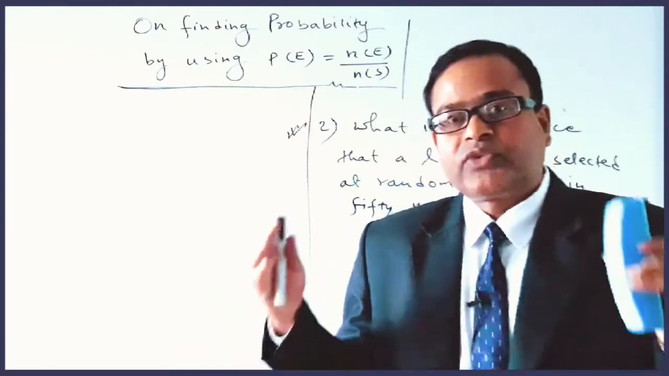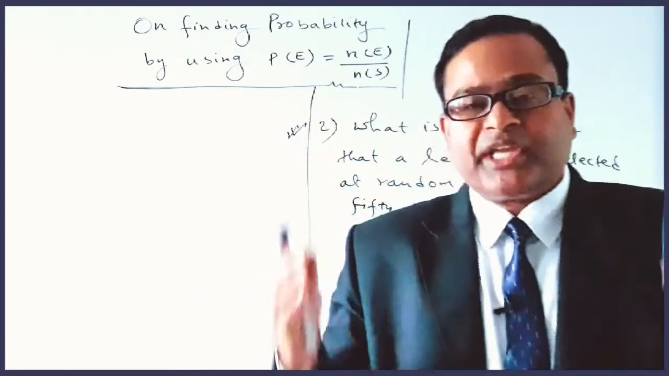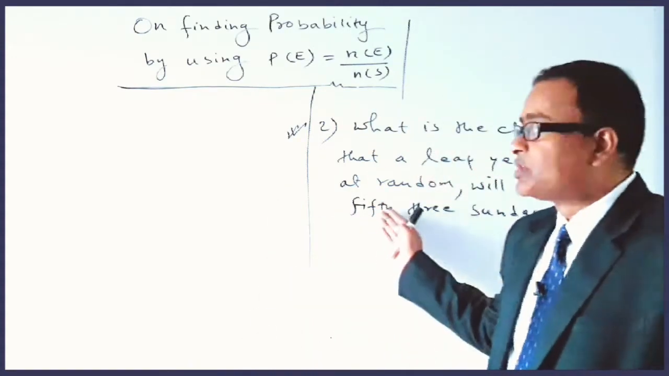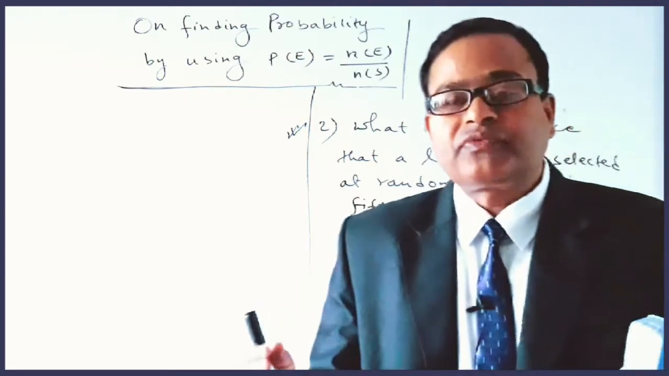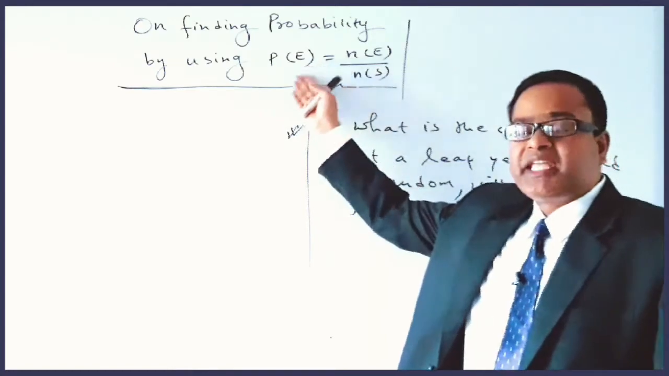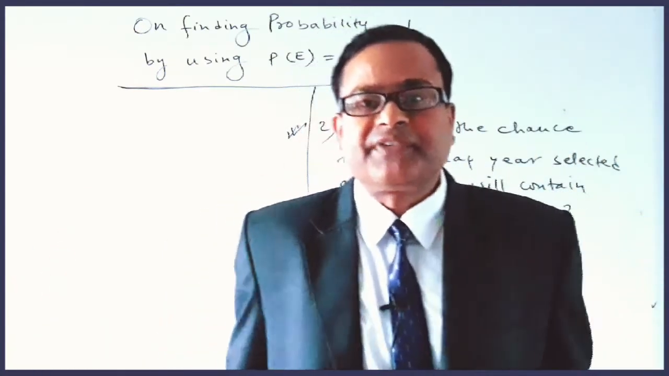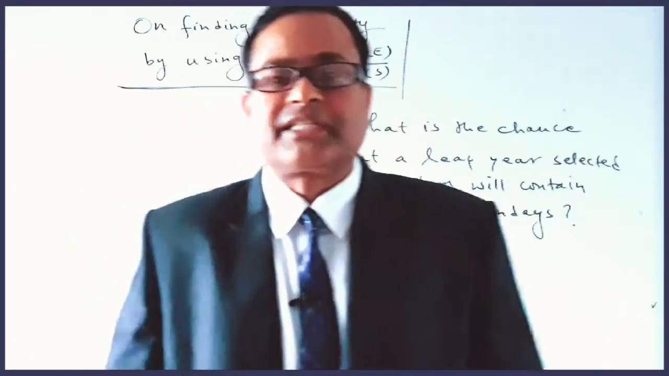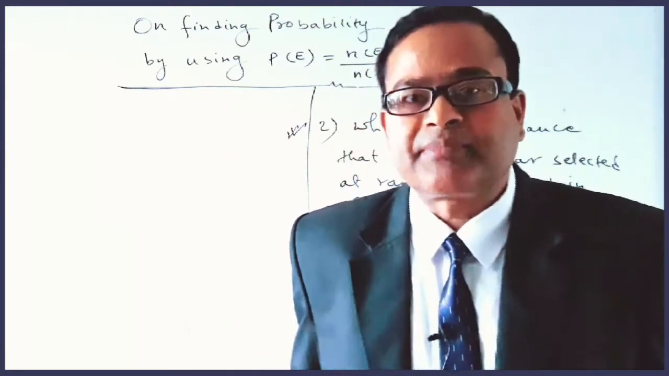Today in this video, we are going to discuss one of the most important numerical of probability. Dear students, in this video, we are going to solve the second problem of probability by using the formula P is equal to NE by NS. We know by the mathematical definition of probability, the probability of an event E is always equal to number of event by the number of sample space.